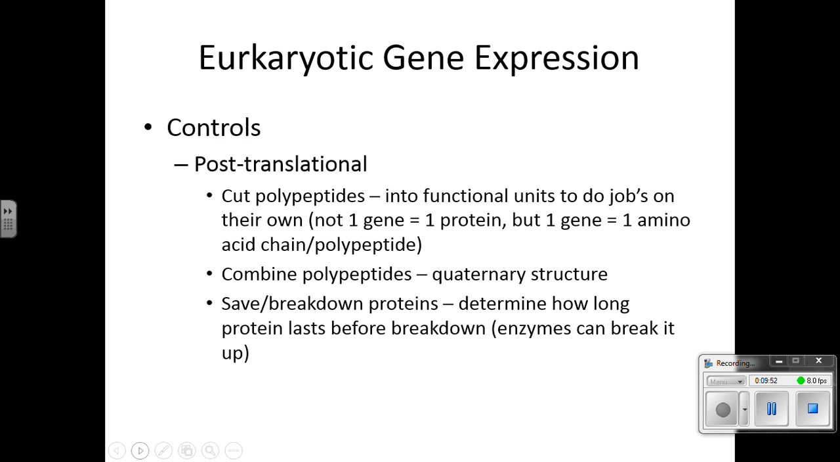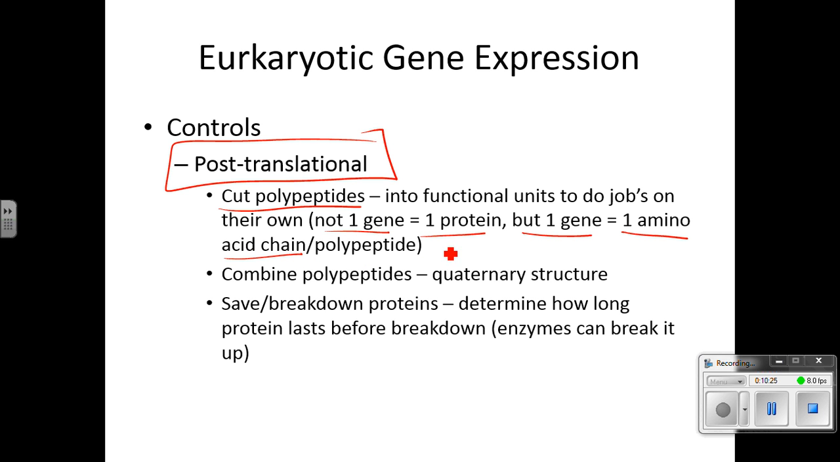And then we have what happens after translation. So eukaryotic gene expression can happen at various stages. It can happen before transcription takes place, during transcription, after transcription, during translation, and even after translation. It just depends on the gene, where it's going to be regulated. At this point, we can actually cut the polypeptides into functional units to do their job on their own. Remember, it's not one gene equals one protein, but one gene equals one polypeptide, and then those can combine in a secondary or a tertiary structure in order to create a functional protein.